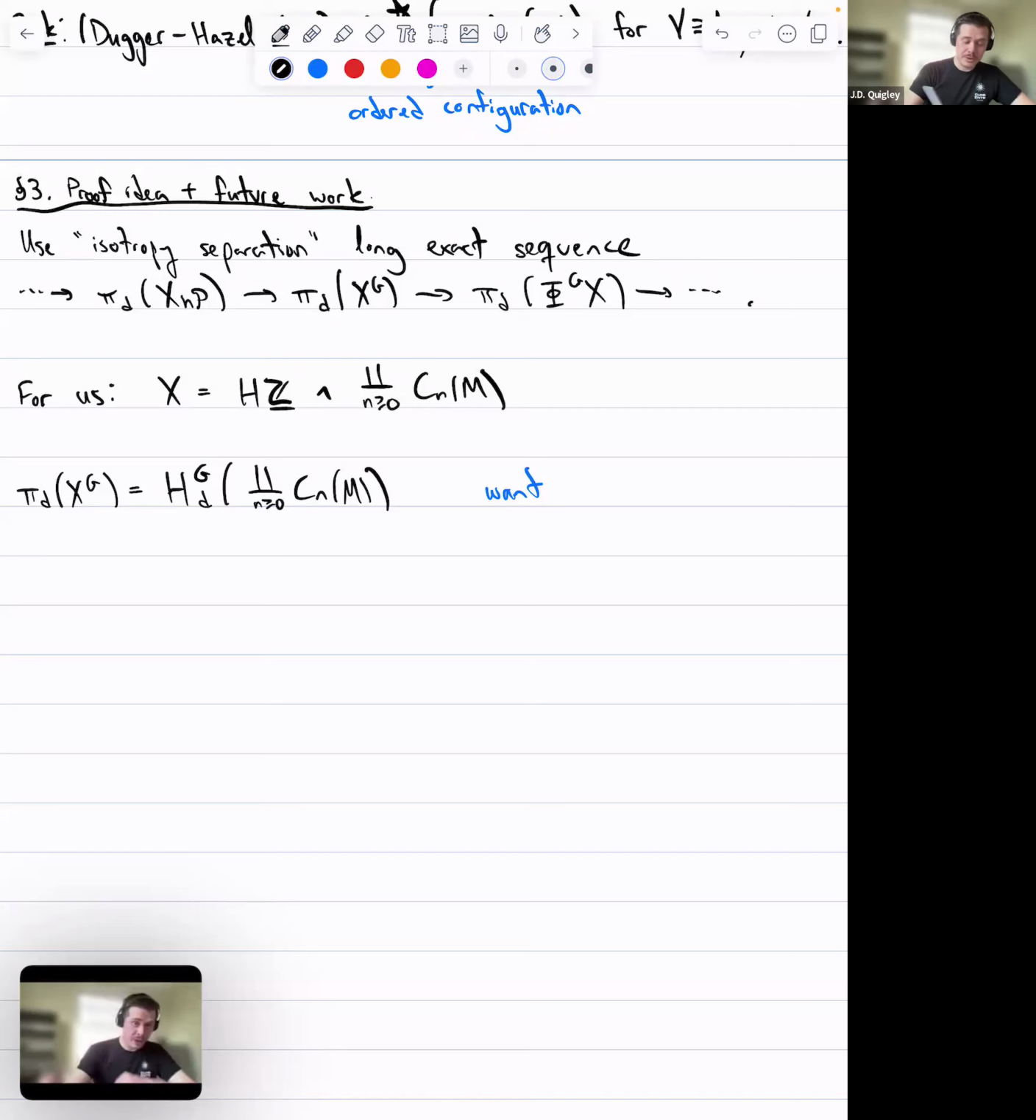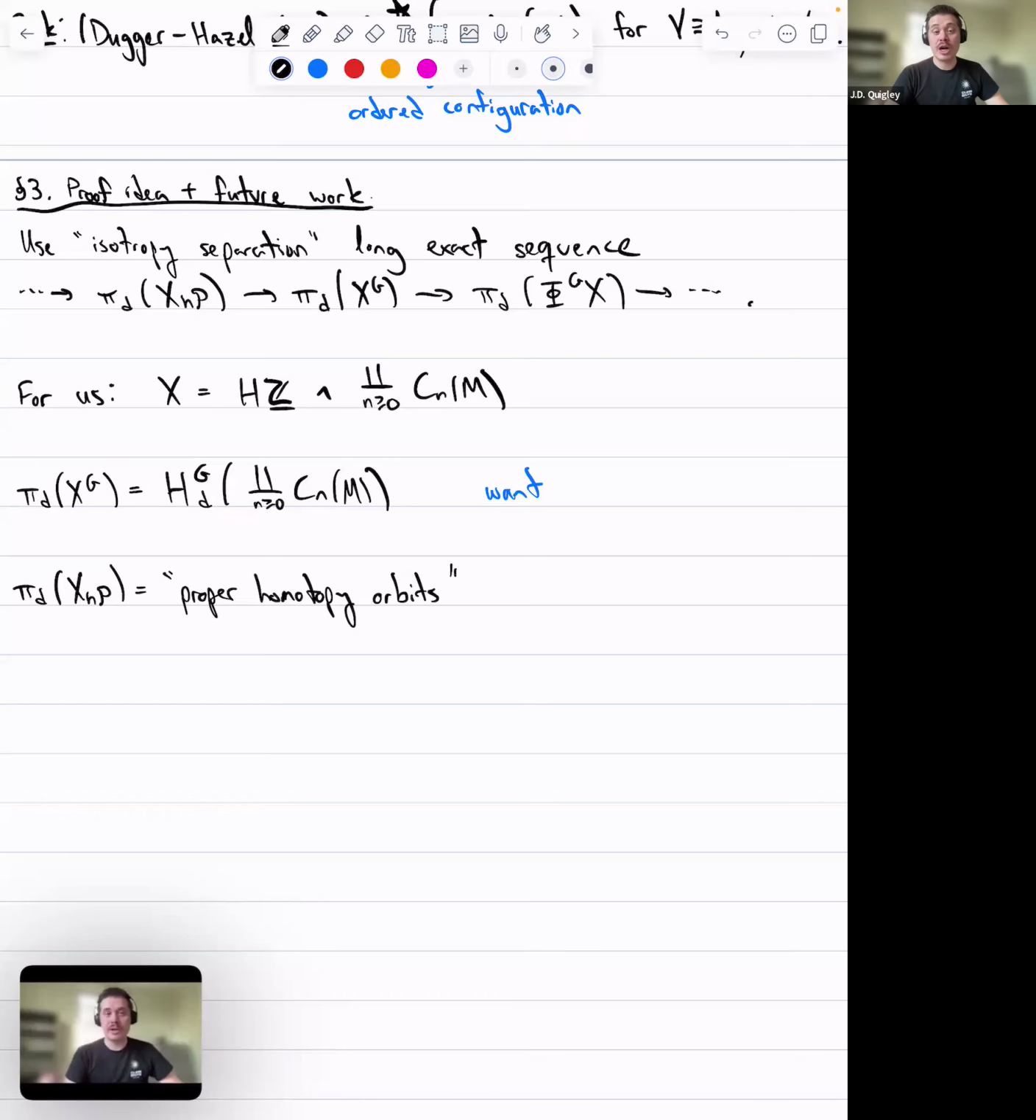What are the other two terms? Well, the left term is what's called the proper homotopy orbits. In the case that G is, say, cyclic of prime order, this is just the ordinary homotopy orbits, if that's something you've seen before. The main point of these appearing in our work is that they depend only on homology with respect to proper subgroups.